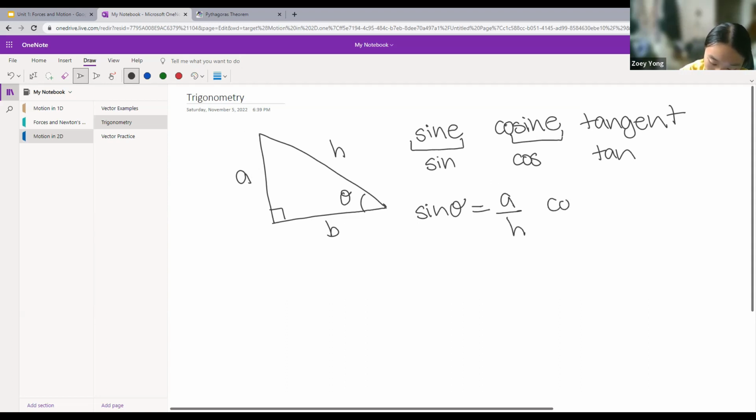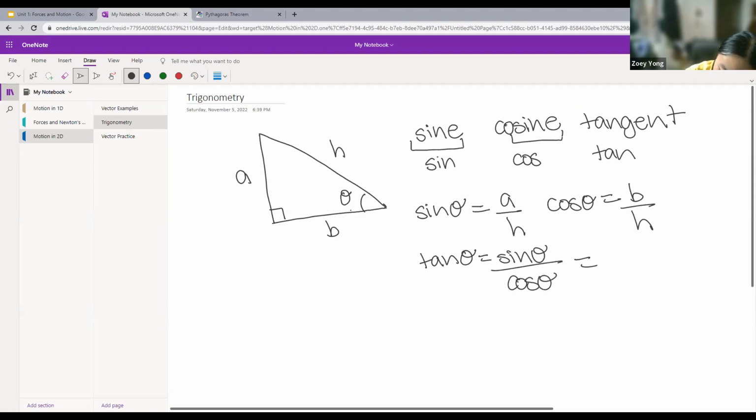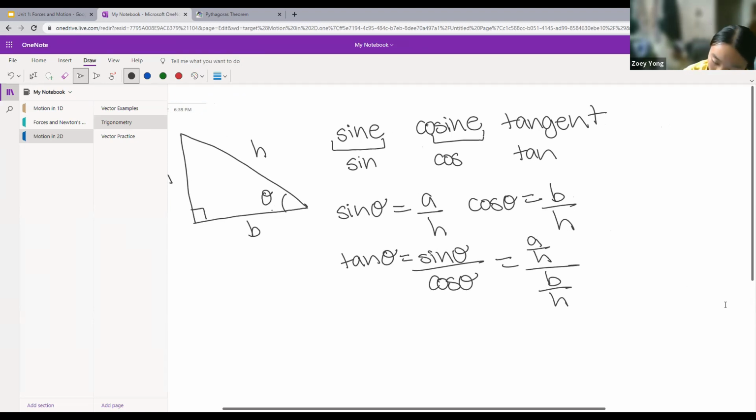That's sine. Cosine theta is equal to what's touching it that's not the longest side. This one is the adjacent side because it's next to the angle, over also the longest side. And then tangent theta is equal to sine theta divided by cosine theta, which is A over H divided by B over H. This is the same thing as A over H times H over B, you just flip it to bring it to the numerator. So you get A over B, which is the opposite side divided by the adjacent side.